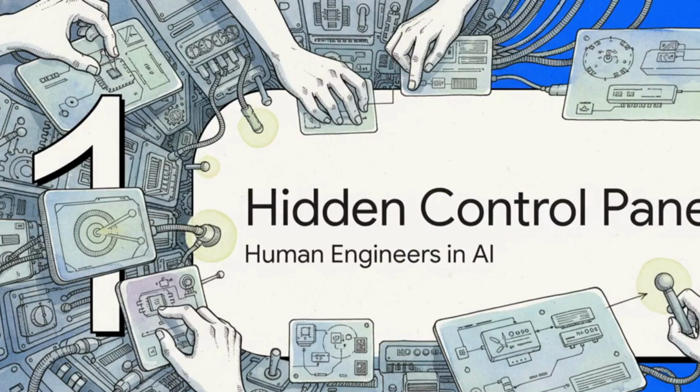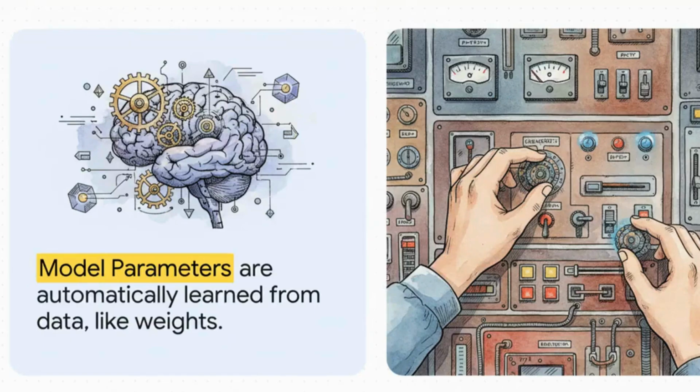Section 1, AI's hidden control panel. Now, what's really interesting about this slide is the sharp contrast between what the machine actually does on its own versus what human engineers manually control. On one hand, we've got model parameters. These are things like weights and biases, basically the variables the AI learns automatically from the data during its training. But on the other hand, we have hyperparameters. These are manually tuned by developers to optimize performance. The AI doesn't just figure these out on its own. It entirely relies on humans to set them up.